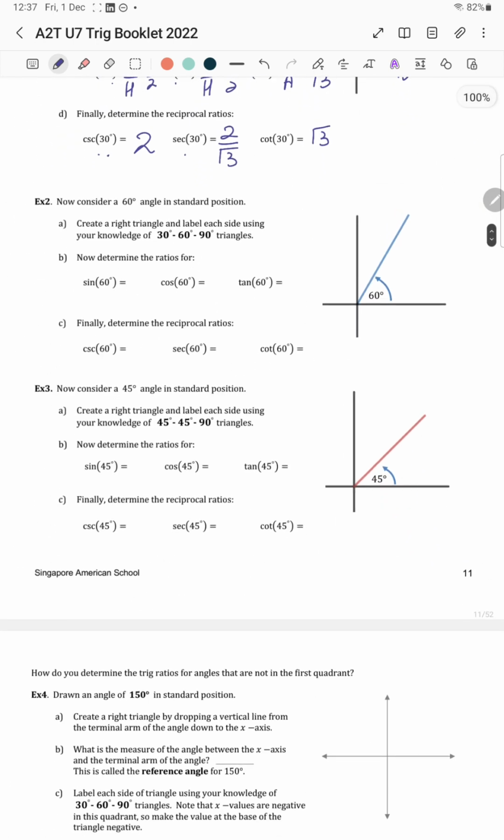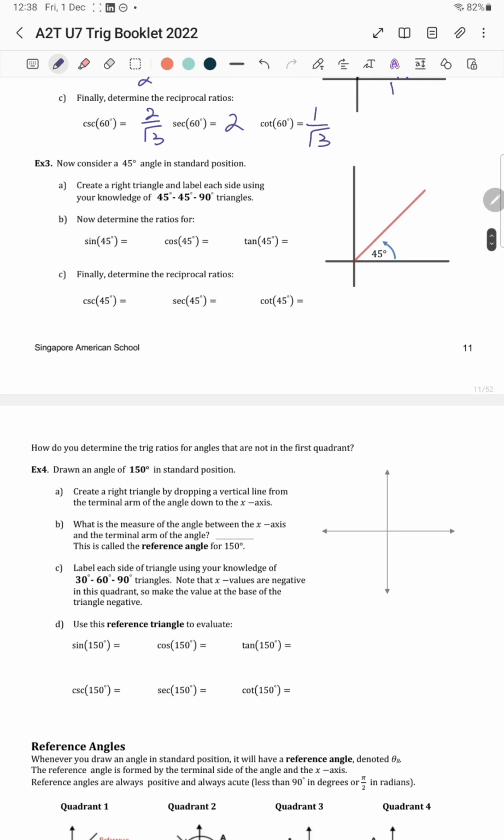Create a right triangle and label each side. So you can see that sine 45 and cos 45 have the same value.